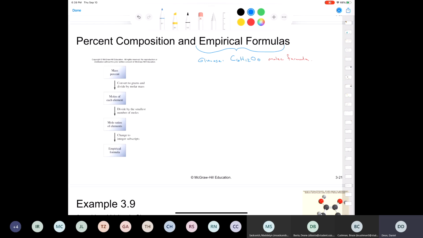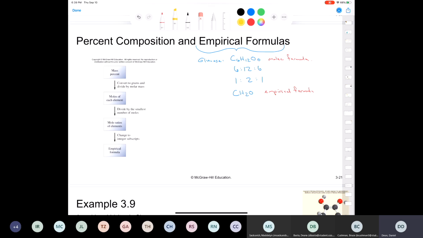You can see here that in glucose, the ratio of carbon to hydrogen to oxygen is 6 to 12 to 6. Could I simplify that further? Absolutely, I could break that down to 1 to 2 to 1. That's the simplest whole number ratio for those 3 numbers. And how did I get that? I divided them all by 6. And so the empirical formula of glucose would be CH2O. Again, the empirical formula is the simplest whole number ratio of the elements found in a compound.